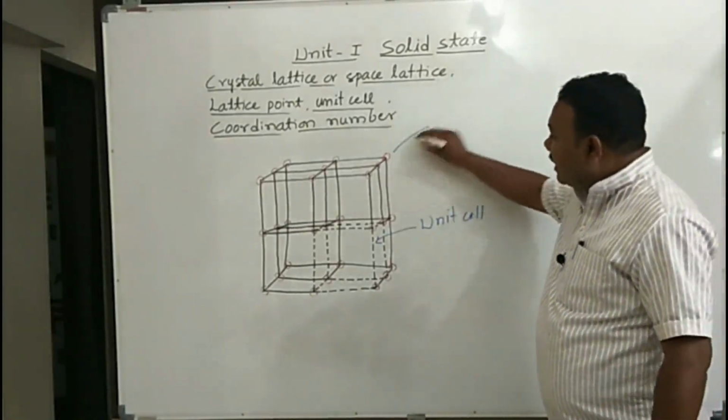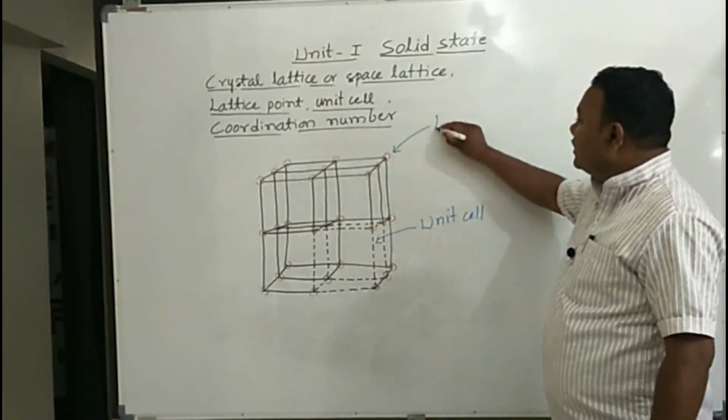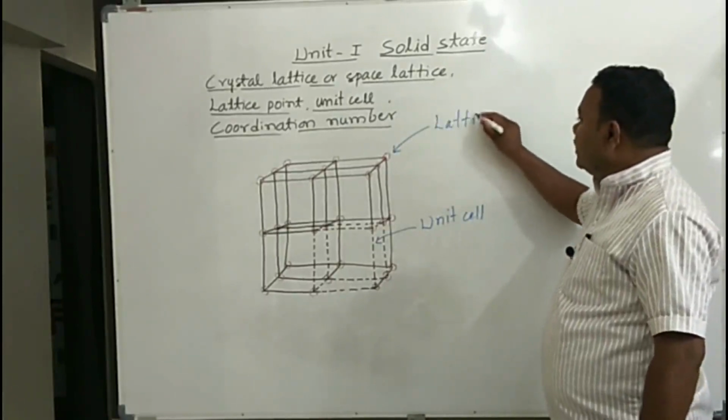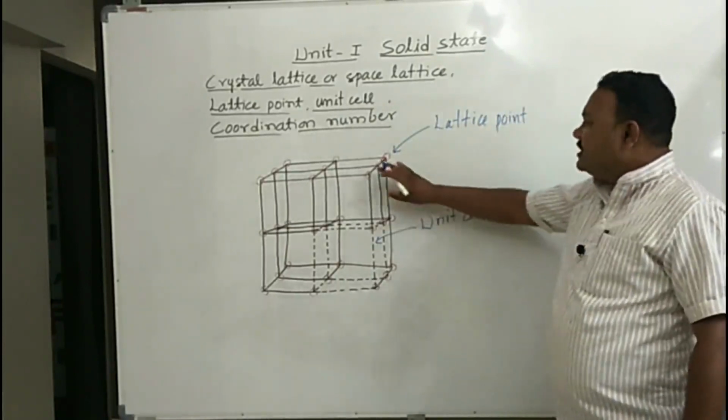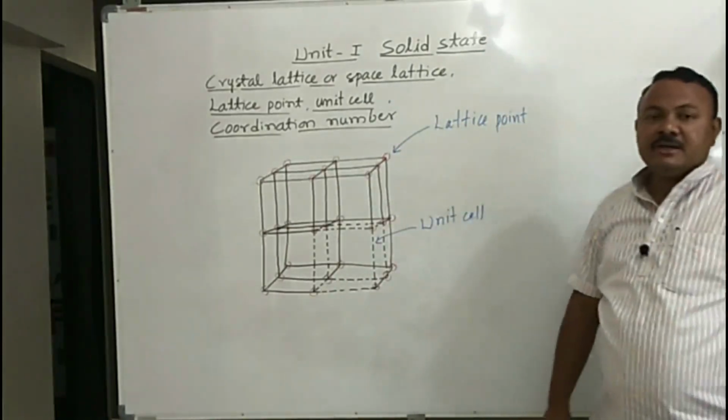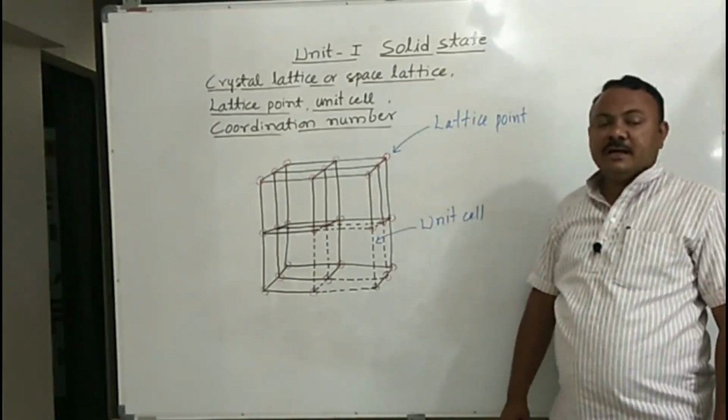Position occupied by the particle in crystal lattice is called lattice point. Position occupied by the particle in crystal lattice, we call it as lattice point.